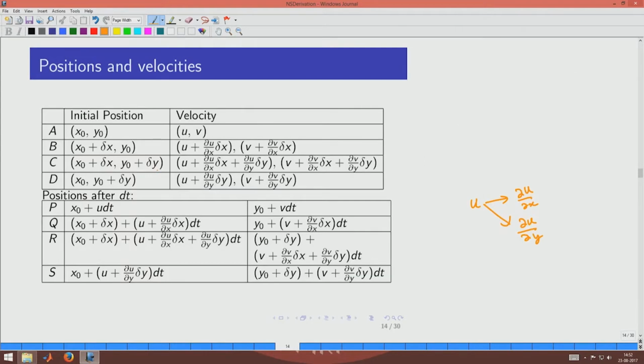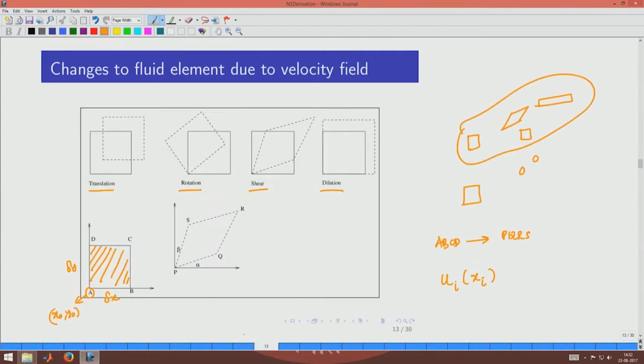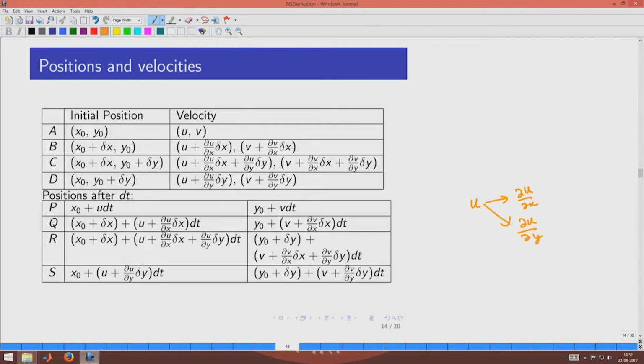Similarly, the velocities also can be done, and by using the first order approximation using Taylor series expansion, you can actually see that the velocity at any location, for example, the velocity at B is nothing but the velocity at A plus the gradient into that particular distance. So, that is what we are going to use and write the velocities.